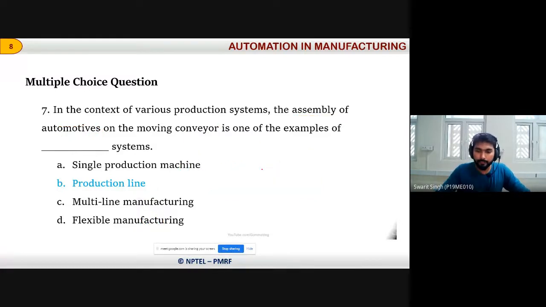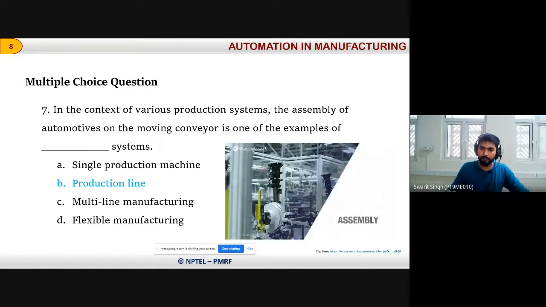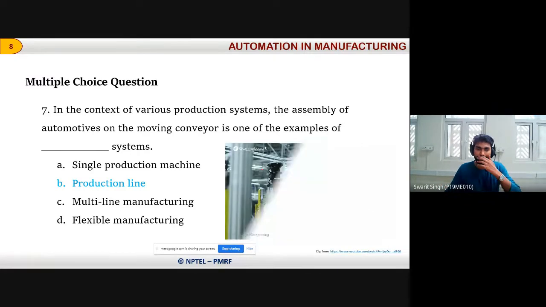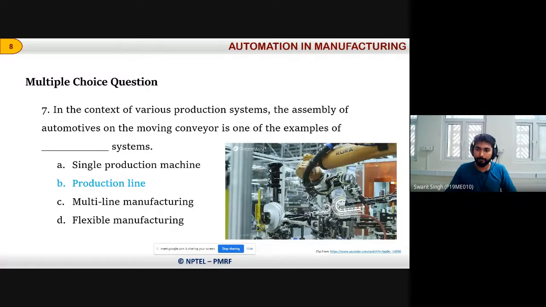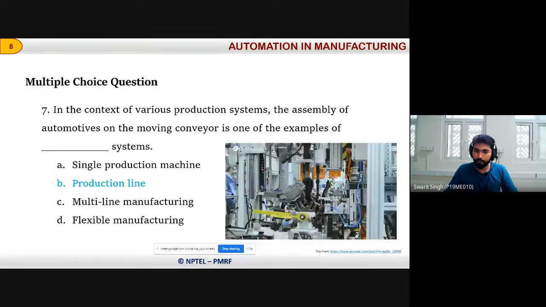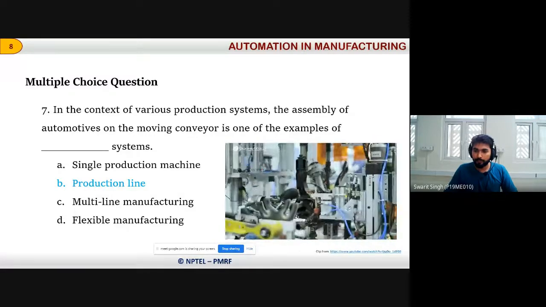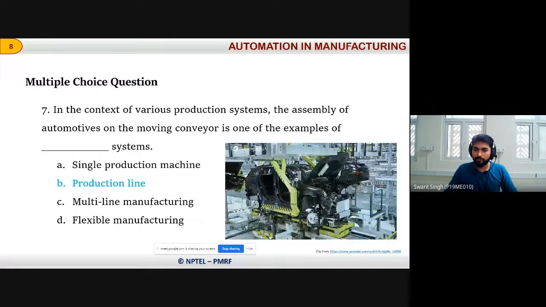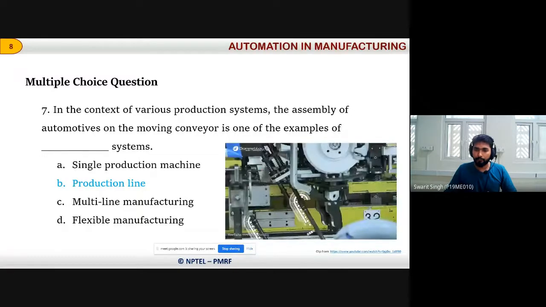So for clearing this concept, I have a video. You can see there is a production line where the automotive is getting assembled. This is a clip from a YouTube video, and the link is also provided there. You can watch the full video. This is a next generation assembly line of automotive.